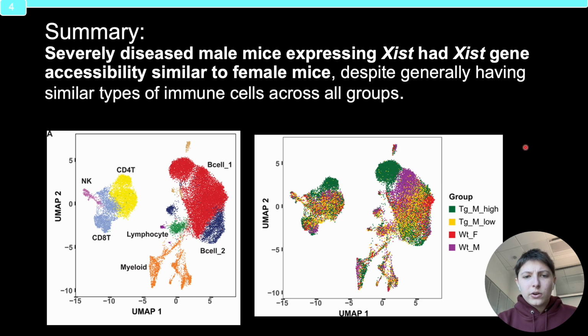I think it's a little hard to make the claim based off of this figure that these mutant male with high severity are similar to the wild type female. It's hard to see that green is overlapping with red. But I guess they're saying that this is happening.